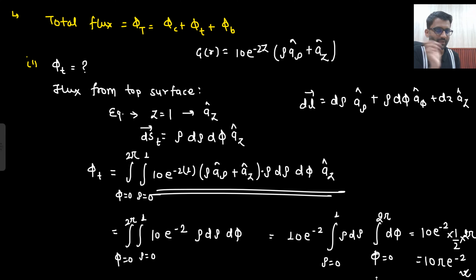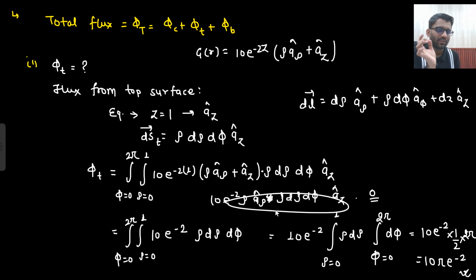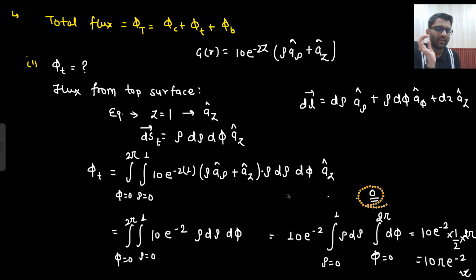Did you understand this step? Tan e to the power minus 2 rho a rho cap into rho d phi dot az cap. Basically, a rho dot az, this into is dot. So a rho dot az is becoming 0. That's why I did not write this step. I hope now people are able to understand.